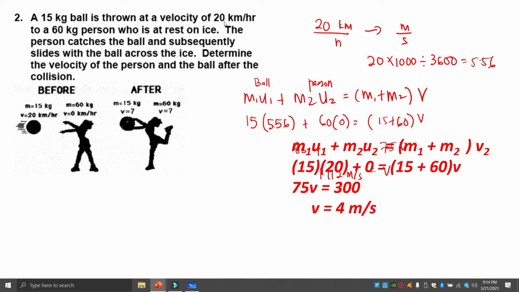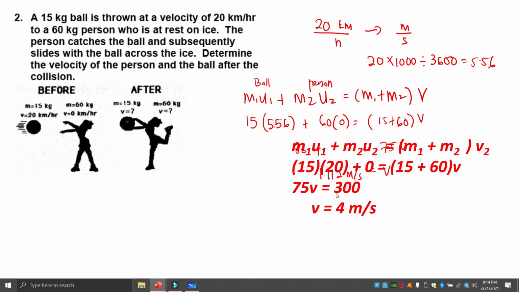Why? Because I already told you the answer here is in meter per second. This one is kilometer per hour, right? So this answer is wrong. So you have to change first. If not, you cannot use kilometer per hour here. So don't follow this answer, you just follow mine.